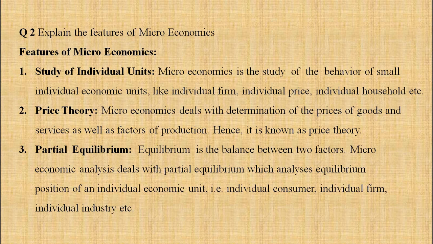Factor prices we mentioned in the first part, that is, land gets reward in the form of rent, labor gets reward in the form of wages, capital gets reward in the form of interest, and the entrepreneur gets reward in the form of profit. So it is known as price theory.